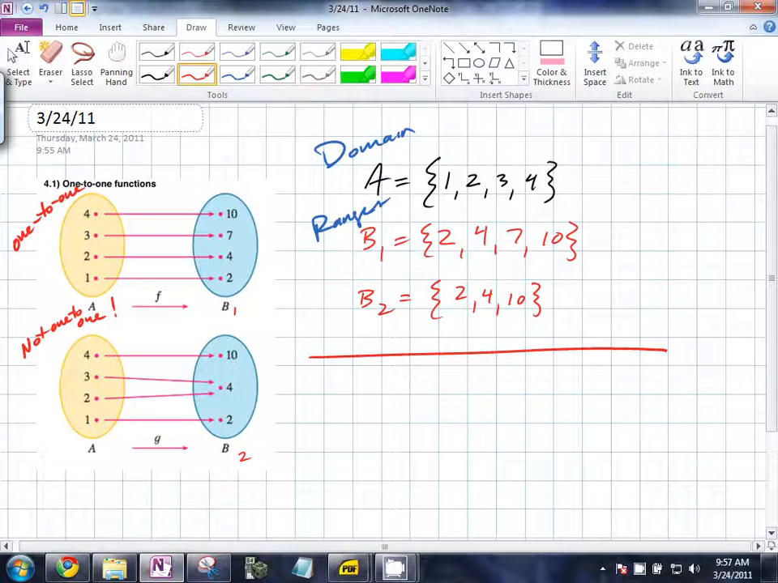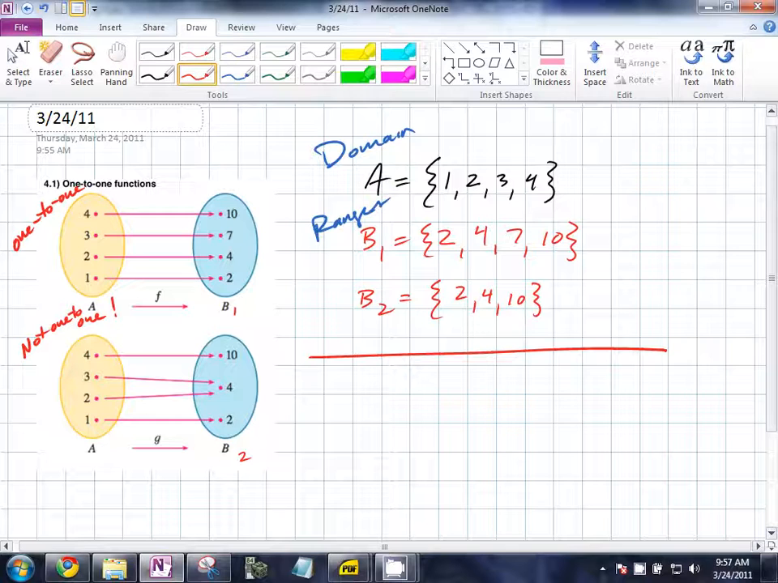Does anybody want to try to tell me why? Now, I will tell you that, yes, the first function f is one-to-one. The second function is not one-to-one. Can anybody tell me why? Raise your hand and explain it. Shh. No one's speaking up. Baldwin.